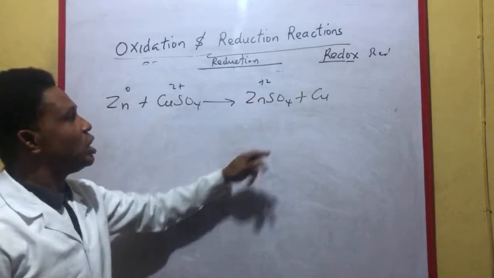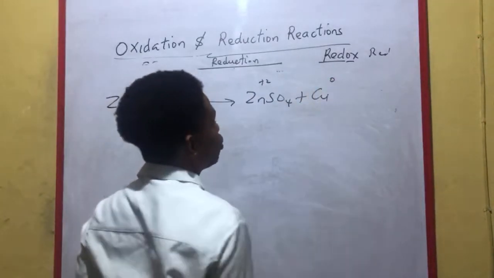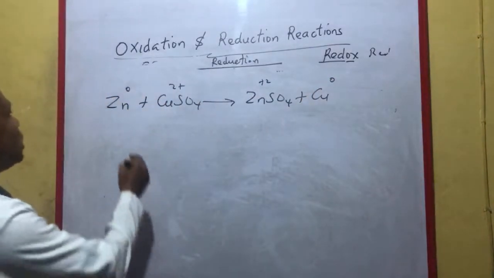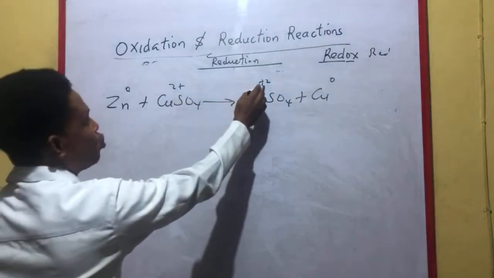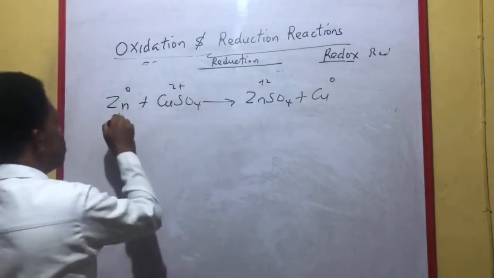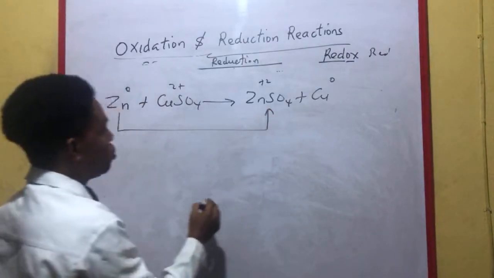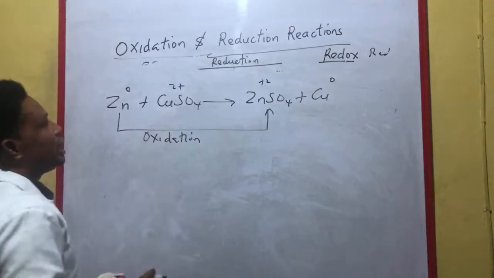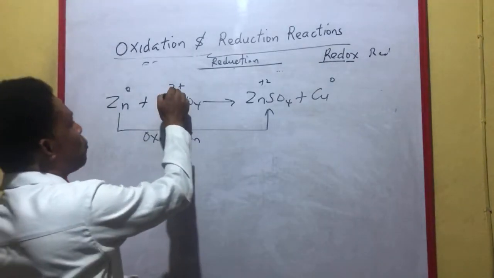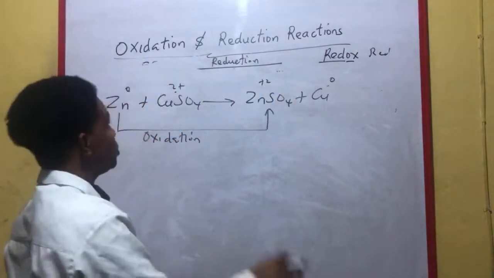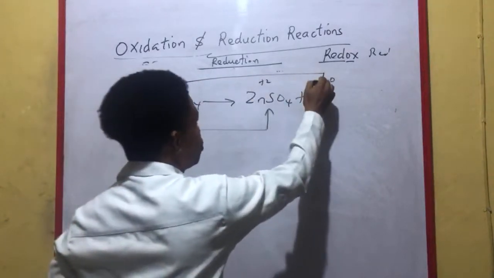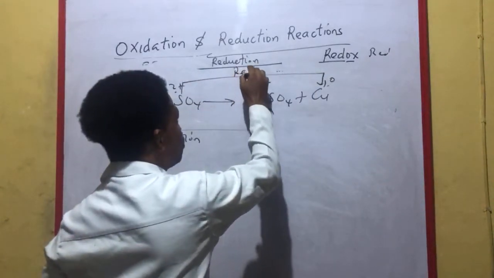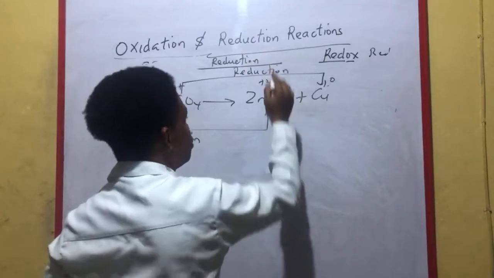Now copper becomes 0 oxidation number because it's a free element. So zinc is going from 0 to plus 2. From 0 to plus 2 is experiencing an increase in oxidation number. So that process is called oxidation. Then copper is going from plus 2 to 0, a decrease. So this is reduction.